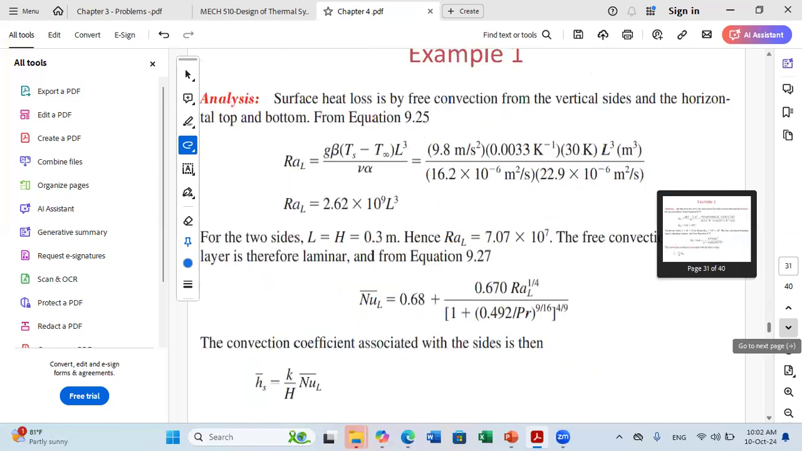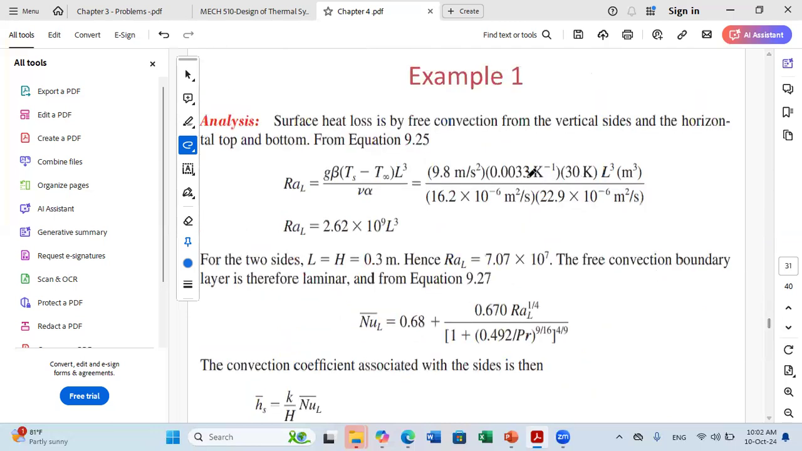Okay, so first, as we said, we need to divide the analysis. We need to consider the vertical sides, and the horizontal top and bottom sides. So first, what is the first approach to do? The first approach is to calculate the Rayleigh number. And also, I give you formulas for Rayleigh. You don't have to memorize anything in this chapter. Just need to know how to apply the methodology.